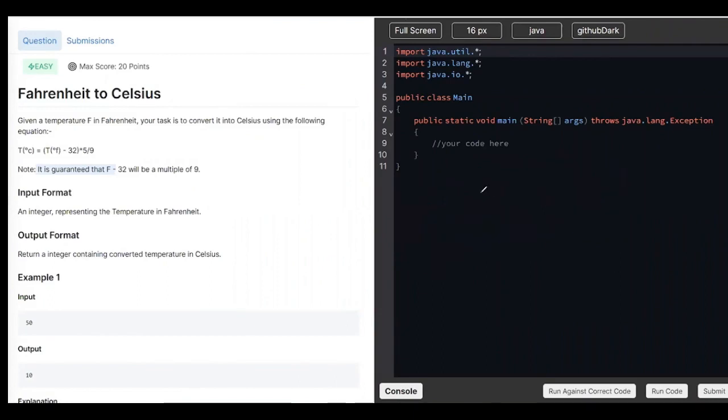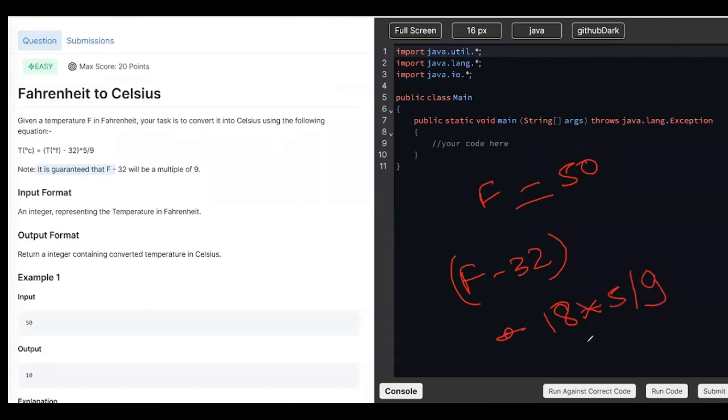For example, let's say F is 50, right? If I have 50 degree Fahrenheit. So what is F minus 32? I first do F minus 32. F minus 32 is 18 and 18 is a multiple of 9. So 18 into 5 by 9. This is what we want to do. Now if 18 is a multiple of 9, definitely 18 into 5 is also a multiple of 9. What is 18 into 5, guys? 18 into 5 is 90. So you get 90 here and then you do 90 by 9. I know that this is a multiple of 9, so I will get the answer as a whole integer.